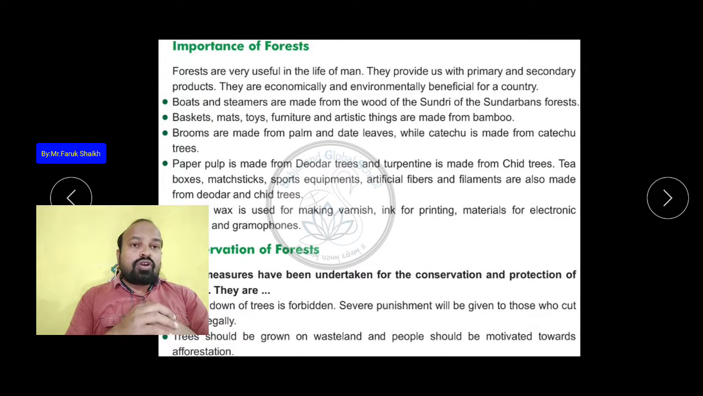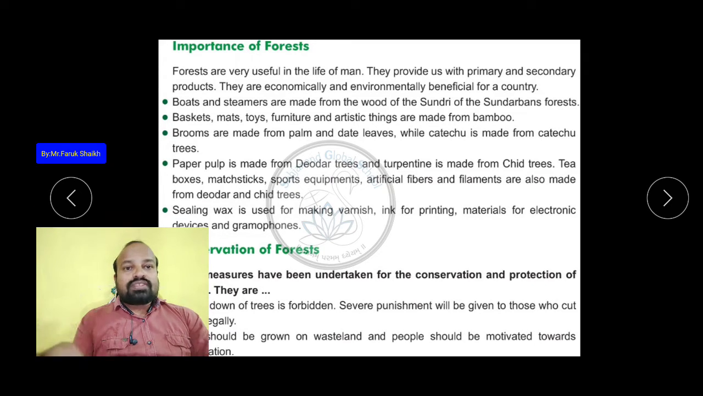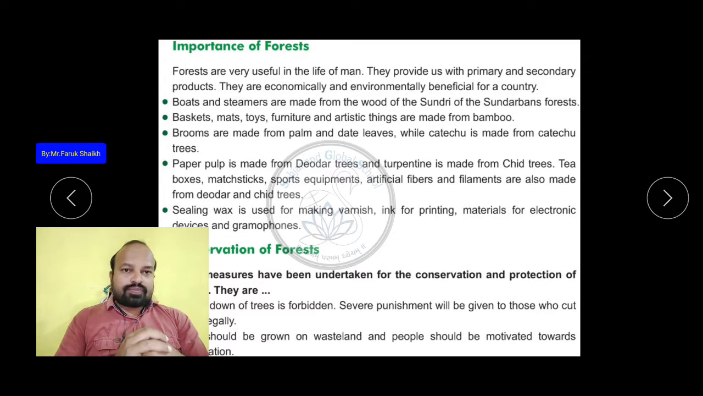Now the importance of forests: why are forests important for us, what is the necessity of forests in our life? Are they necessary for our life, for human beings, for animals, for birds? Yes or no? Your answer is right.